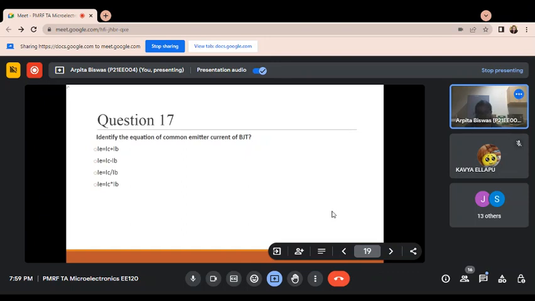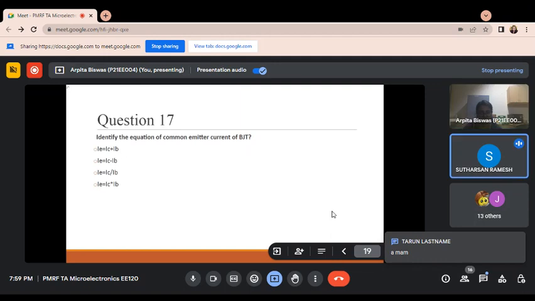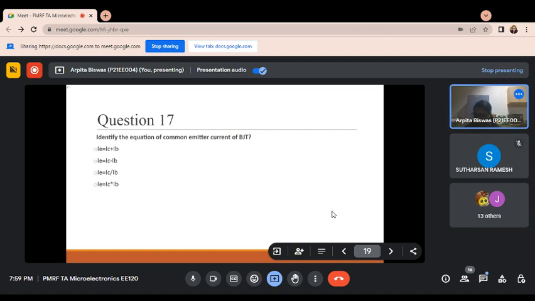Sudarshan? What is the right answer? Option. Sojan, what is the right answer?